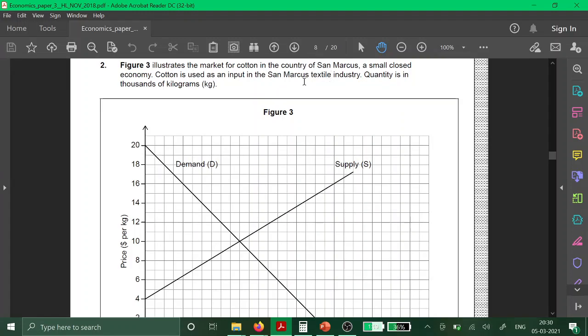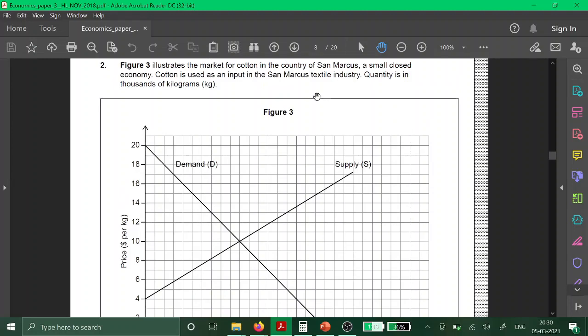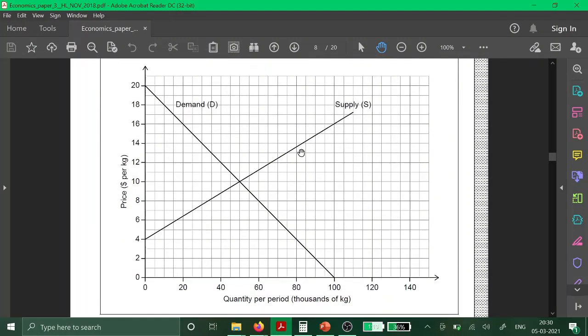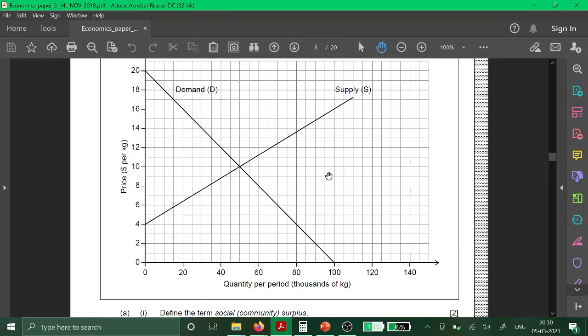Okay, so it's using cotton. Now the question is, they have given us the demand and supply. So you have to find out the social surplus, or this is also known as community surplus. When it is community or social surplus, it means it's a surplus by the consumer and the producer. Are you clear about consumer surplus, producer surplus? I'm clear. Yes, ma'am.